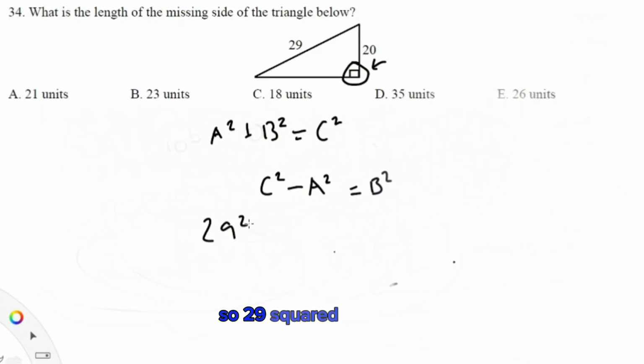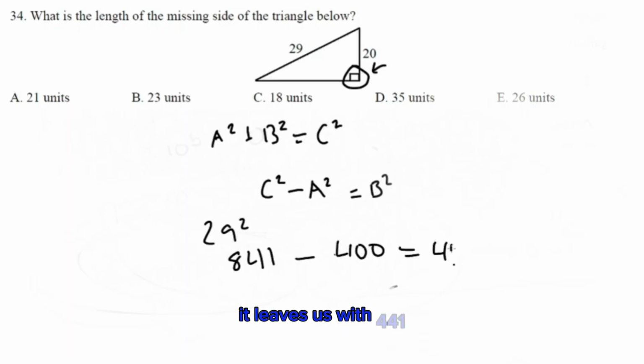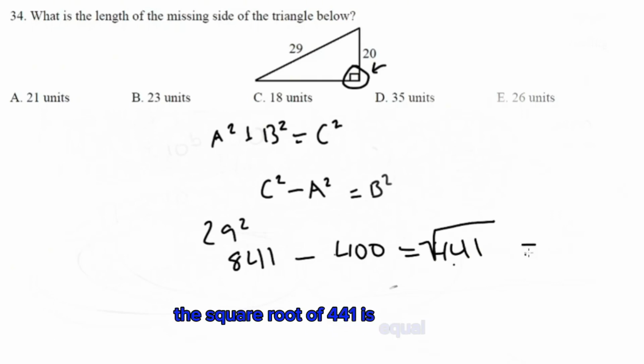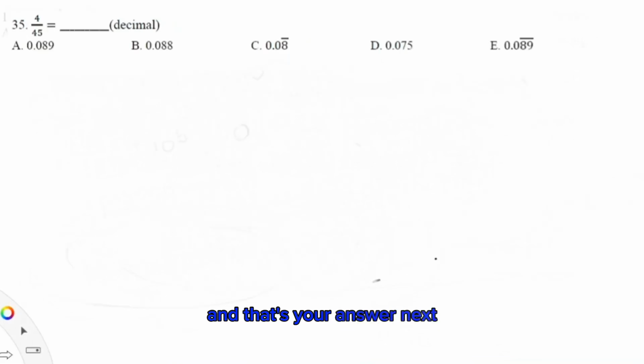29 squared is just 841. 841 minus 20 squared, and 20 squared is 400, leaves us with 441. The square root of 441 is equal to 21. All we're doing is finding b squared, so we have to take the square root. So now we get 21, and that's your answer. Next, 4 over 45 is equal to what in decimal?